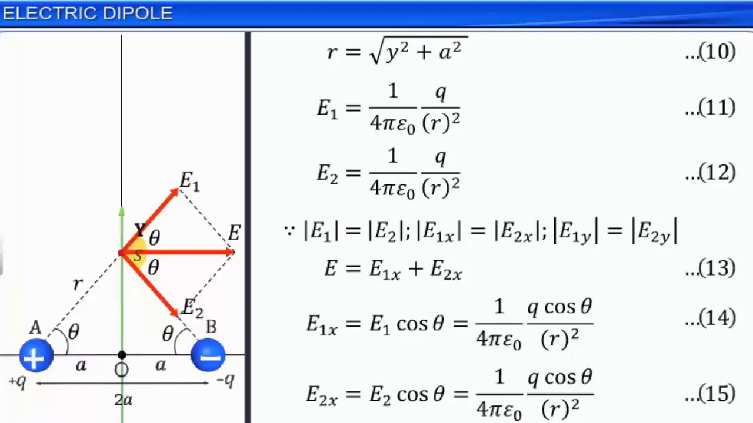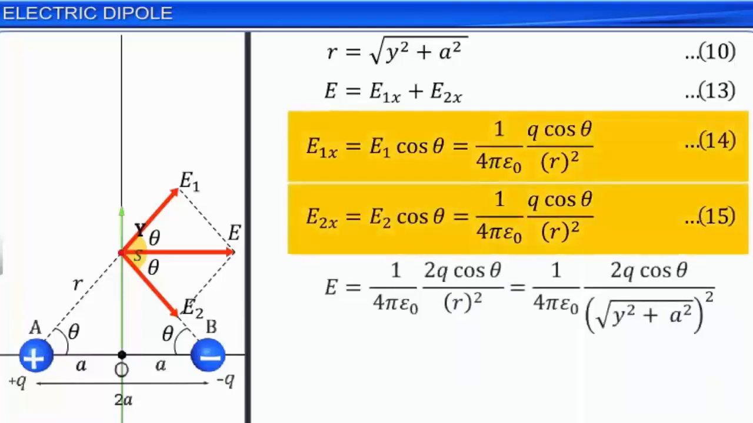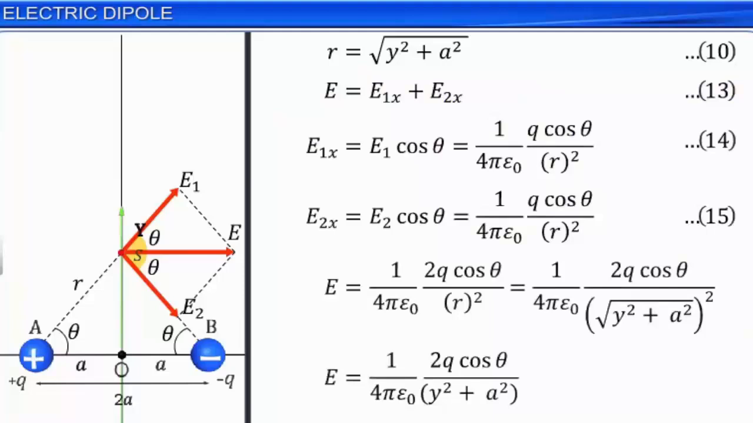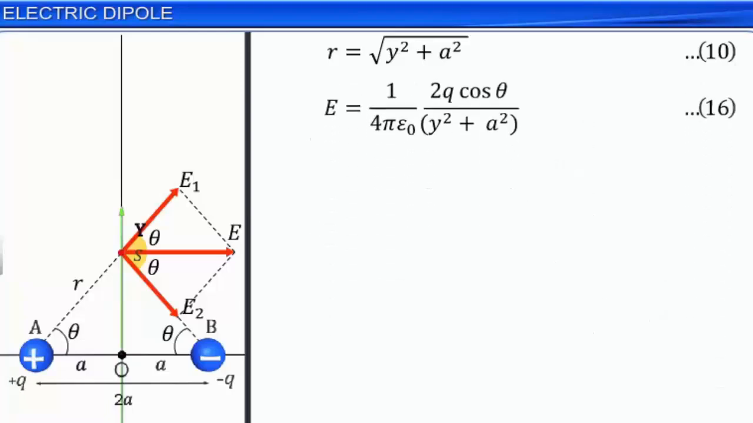Substituting equations 14 and 15 in equation 13 and simplifying, we get the magnitude of the electric field at the point S. E is equal to 1 by 4 pi epsilon naught into 2q cos theta by y square plus a square. Let this be equation 16. From trigonometry of either of the triangles SAO or SBO, we get cos theta is equal to a by r. Substituting the value of r, we get cos theta equal to a by square root of y square plus a square. Let this be equation 17.